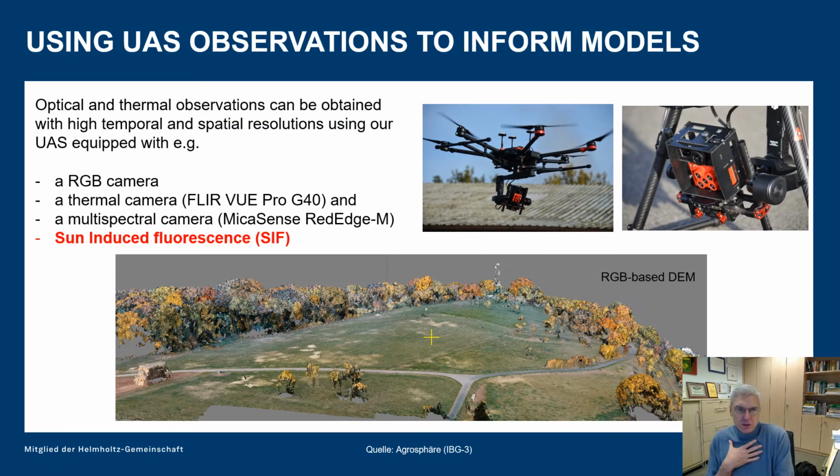Second example I wanted to show was the use of unmanned automated systems, which in this case are drones, which we then use to obtain information to inform our models. Typically, these drones are equipped with either an RGB camera or a thermal camera. It can also be a multispectral camera that provides information about the crop canopy. But in this case, we will talk about sun-induced fluorescence as a way of measuring the gross primary production of the crop, to quantify the photosynthesis, and to look at the effect of water stress on photosynthesis.